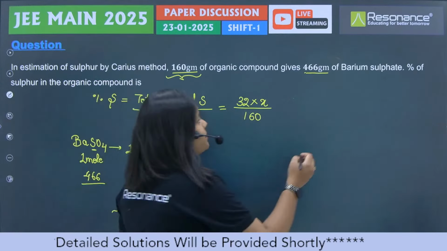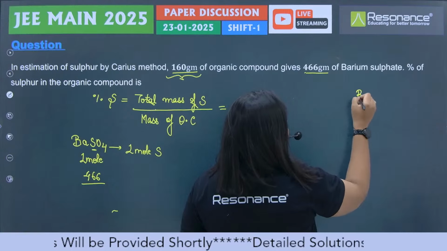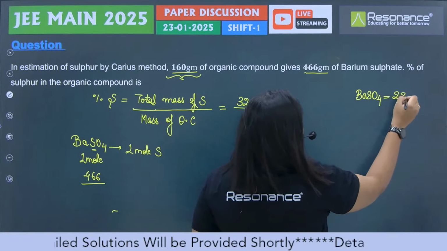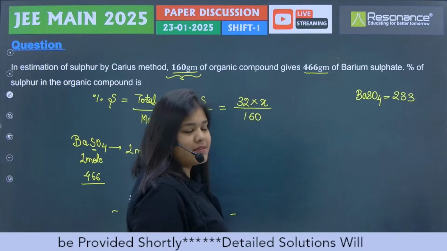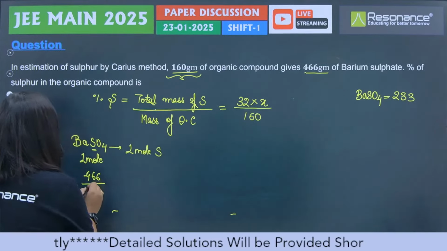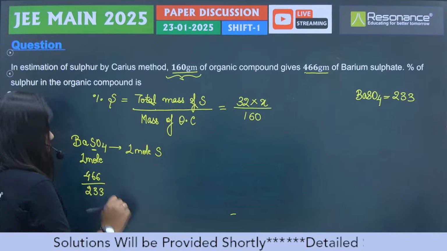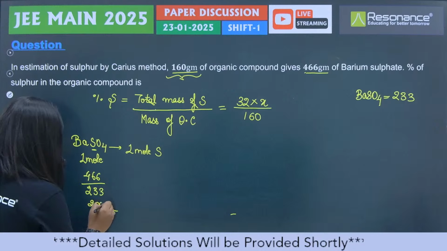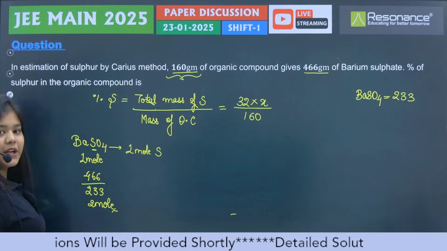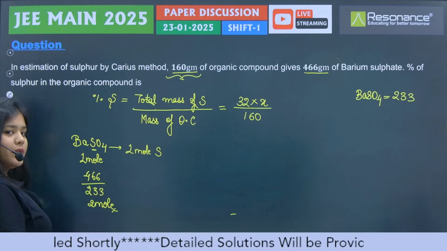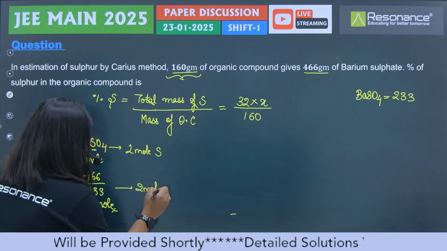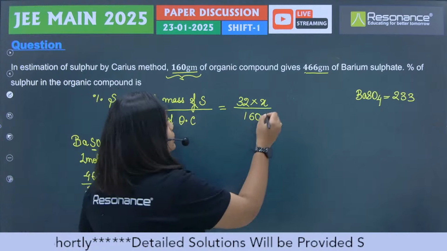How to find the molar mass of BaSO4? When you add barium plus sulfur plus oxygen, it comes out to be 233. So here you will get 2 moles of BaSO4. 1 mole was giving 1 mole of sulfur, so 2 moles will give 2 moles of sulfur.